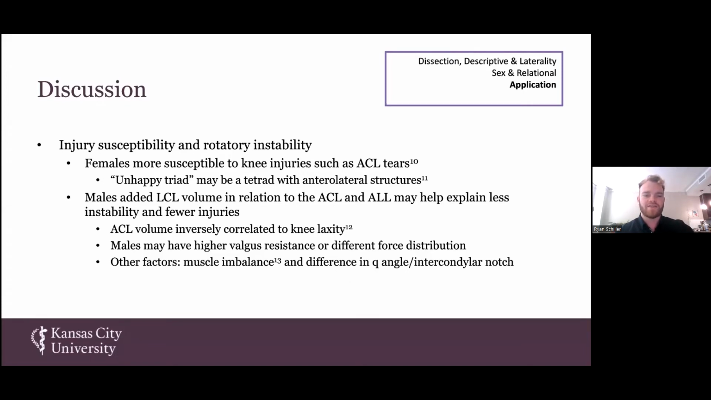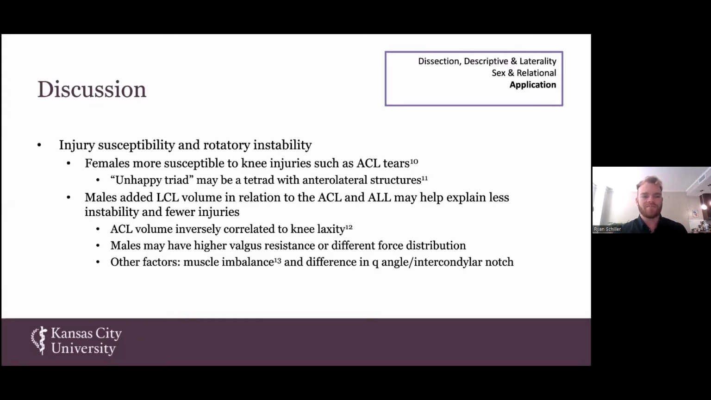There was a study that demonstrated that ACL volume was inversely correlated to and highly predictive of knee laxity. So it could be that LCL volume is a factor in knee laxity overall as well. So having this added relative LCL volume may provide men with a higher resistance to valgus forces, or just change the way that traumatic forces are distributed throughout the knee joint.